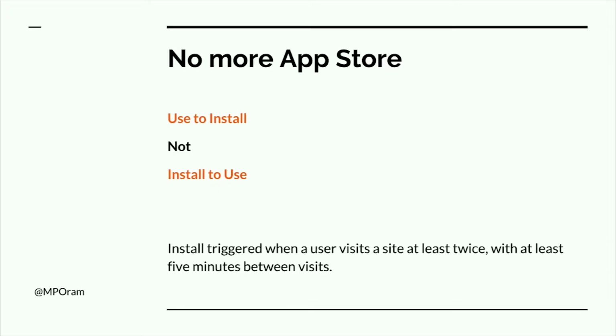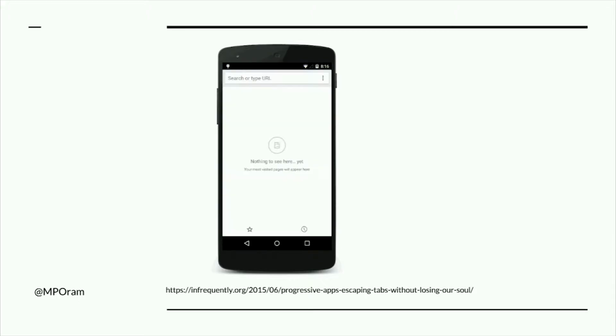Basically, in order to trigger the PWA install in the background, you have to be considered what Google coined as a regular user. What they consider regular users are if you visit a URL or an application at least twice with at least 5 minutes in between. Now, I don't know how regular that actually makes you, but that's the current definition.